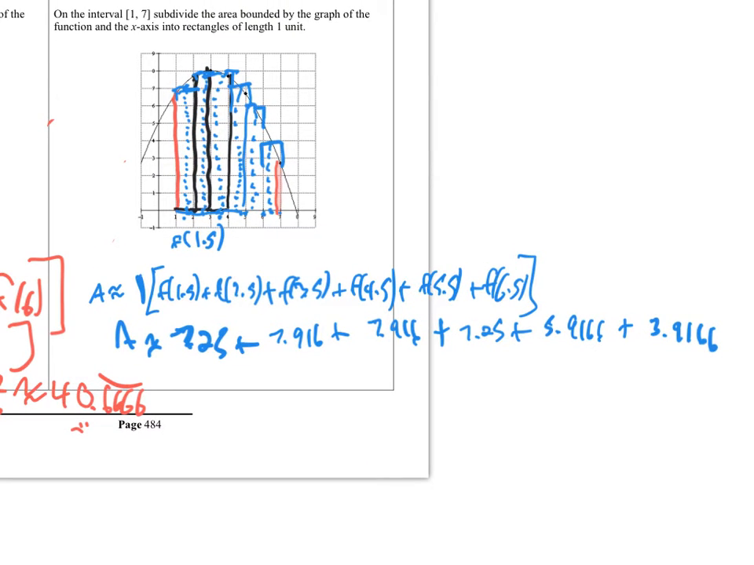So there's my 6 of them. 1, 2, 3, 4, 5, 6. All times 1. Adding those up.